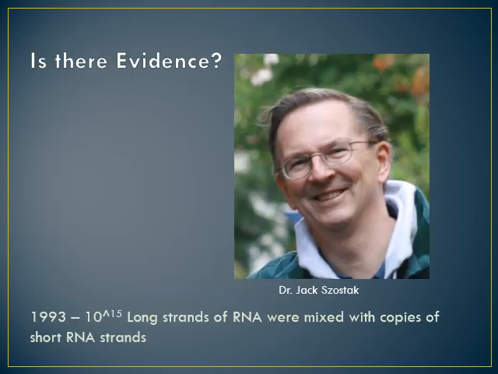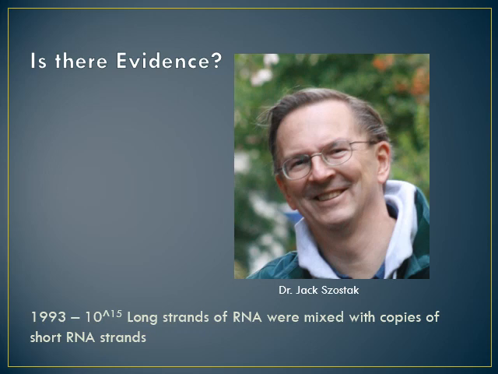So here's how we got the evidence. And this is tricky. This is Dr. Jack Szostak. He is a Nobel Prize winner. And I think he won the Nobel Prize for this. He also may have won the Nobel Prize for recombinant DNA technology. But what he did back in the 90s, he took 10 to the 15th power. So I'm going to write that down up here. So 10 to the 15th power is one million billion, one quadrillion RNA strands.